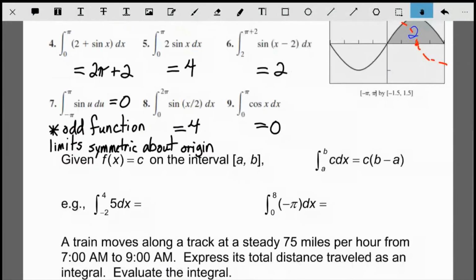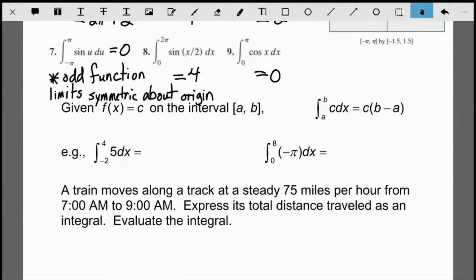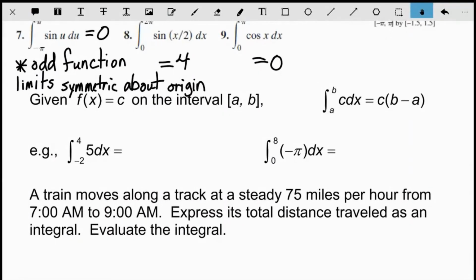All right, let's take a look at just a couple more here. If we have a constant value, so anytime we have a constant value for a function, that is going to create a rectangle. And I'm going to show you on this first example here. So it says, let's take an integral from negative 2 to 4 of 5 dx.